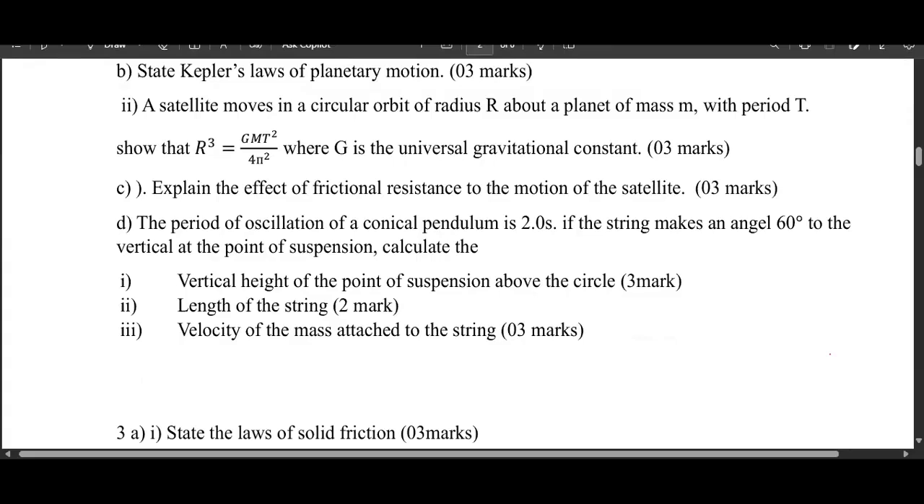Then part D, the period of oscillation of a conical pendulum is 2.0 seconds. If the string makes an angle of 60 degrees to the vertical at the point of suspension, they want us to come up with the vertical height of the point of suspension above the circle, the length of the string, and the velocity of the mass attached to the string.